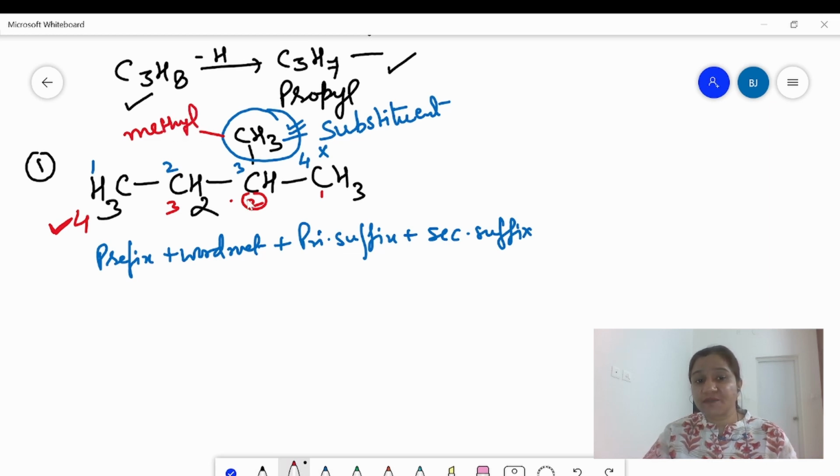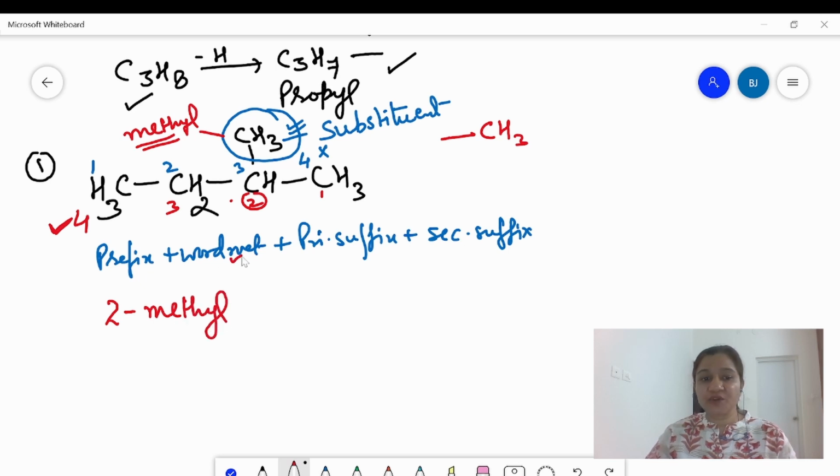I told you, CH3 with a free valency is named a methyl group. So this is your methyl group, and it is attached to which carbon? It is attached to carbon number 2. So first you write its position, 2, and whenever we write any number and word, we use a hyphen between the number and the word. So it will become 2-methyl.